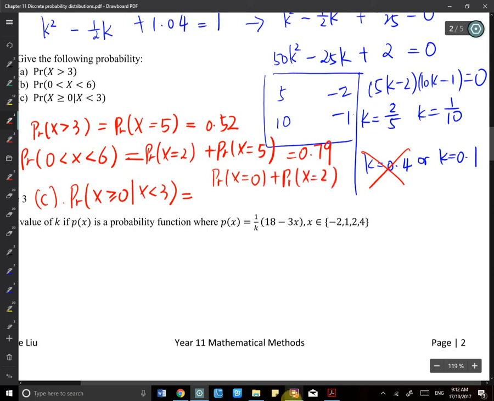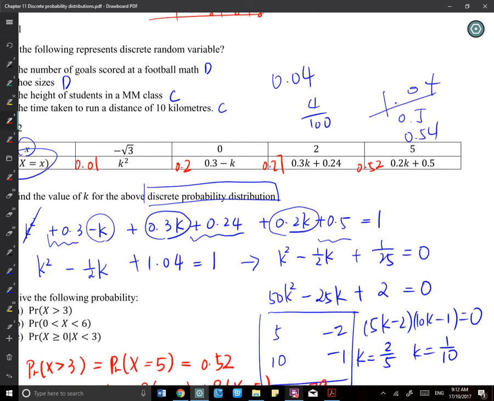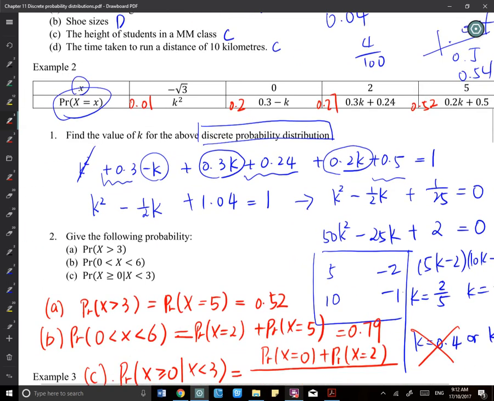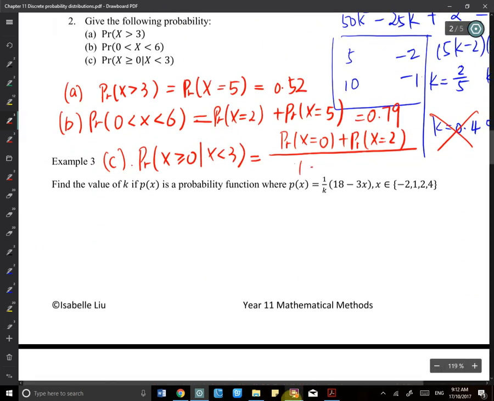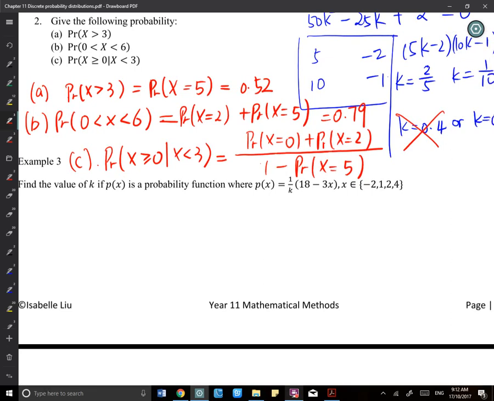That's the top, over the probability of less than 3. Less than 3 is everything except 5, right? Everything except 5. So the bottom is just 1 minus probability x equals 5. Because I want the intersection, those two's intersection is only 0 and 2. And I will divide by x less than 3. What is less than 3? Everything except 5. So 1 minus probability 5.